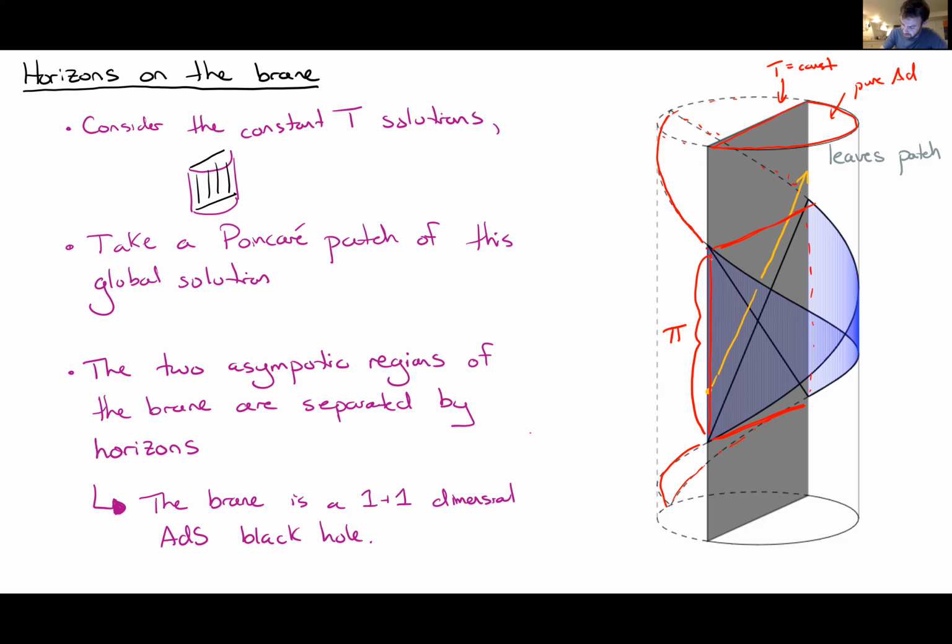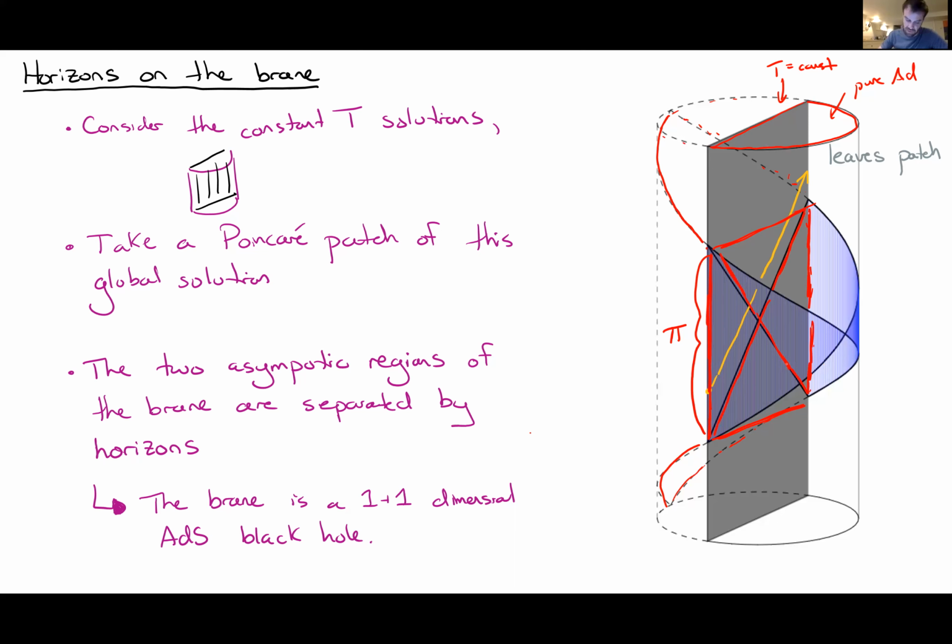And so that means that this edge here, the portion of the edge on this side that's inside the patch and the portion of the edge on this side that's inside the patch, are causally separated. So there's some horizon here separating these two ends of the brane. And those horizons are going to be the horizons in my black hole, and the two edges are going to be the asymptotic regions for this black hole.